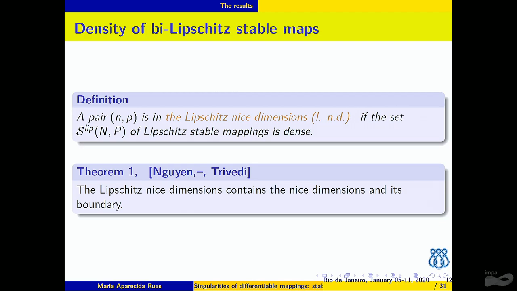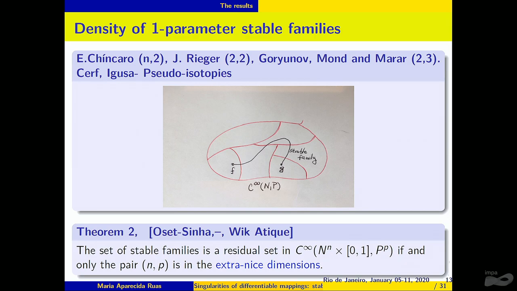Okay, so concerning families, we have less to say, in the sense that there are several results for specific dimensions. By the way, this first one here, proving that the set of one-parameter stable families from any manifold to the plane form a dense set, is a result of Eduardo Cincaro in 1978, and he was a PhD student here, and his supervisor was Sotomayor. And there are other results where you can get the density of stable families, for instance, from Joachim Rieger's results from the plane to the plane, and from Gorjunov, Mond and Marar's results, you can get the result for mappings from two-manifolds and three-manifolds.